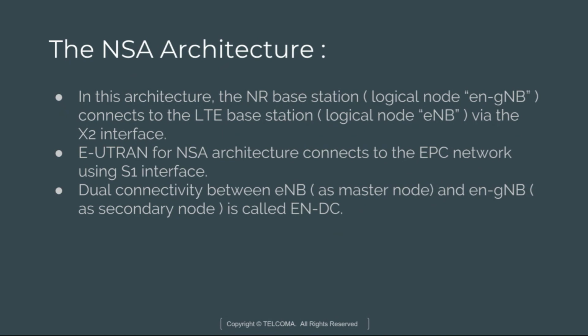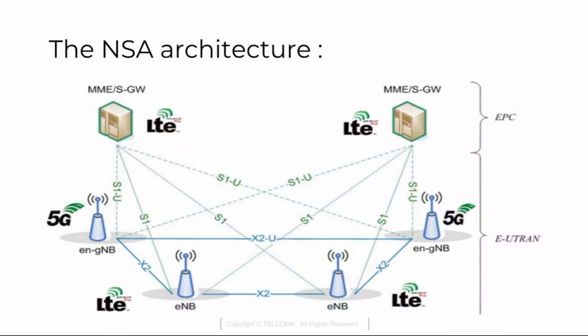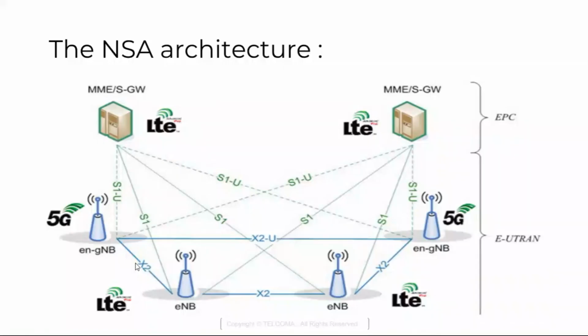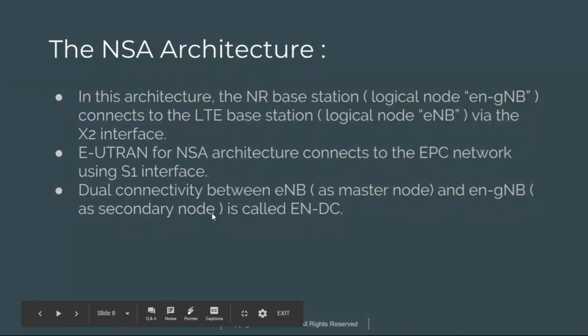In this architecture, the new radio base station, which is known as logical node en-gNB, connects to the LTE base station with the help of the X2 interface. X2 is the interface. E-UTRAN for NSA connects to EPC with the help of the S1 interface. Dual connectivity between master and secondary node is called EN-DC.